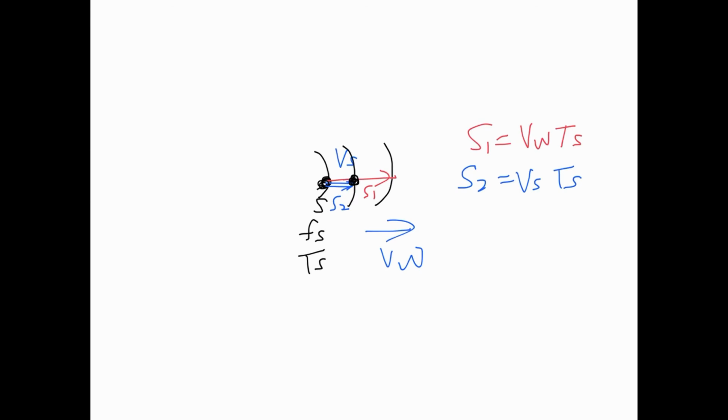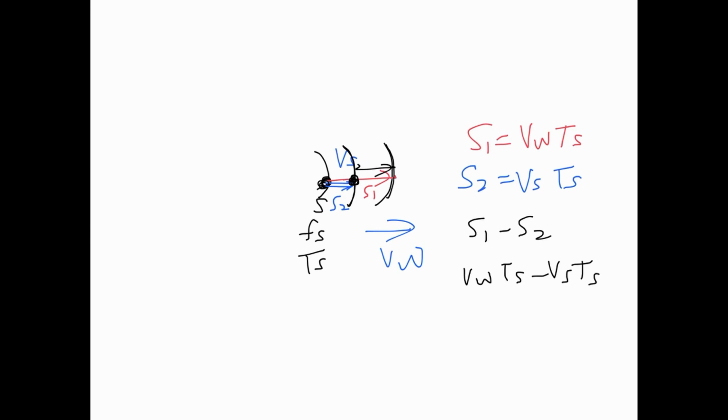Alright, so what will happen is now the distance between the first wave crest and the second wave crest is a distance of S1 minus S2, which is this remaining distance. So that is the distance between the two subsequent wave crests. So the distance between the two subsequent wave crests, which is S1 minus S2, will be VwTs minus VsTs.